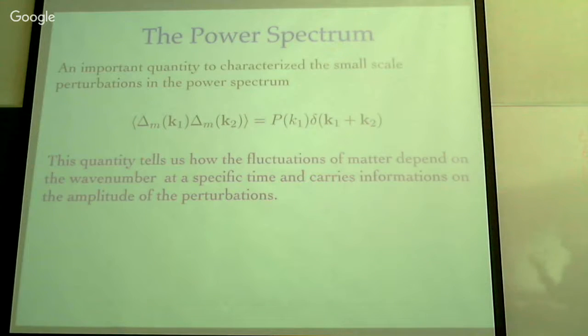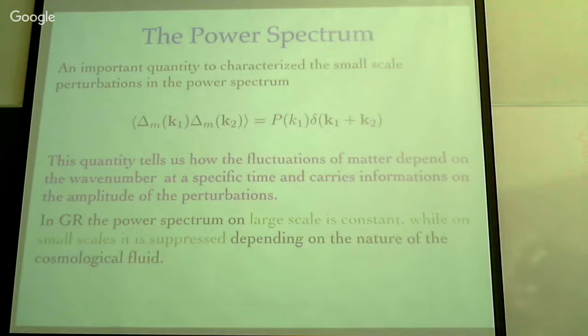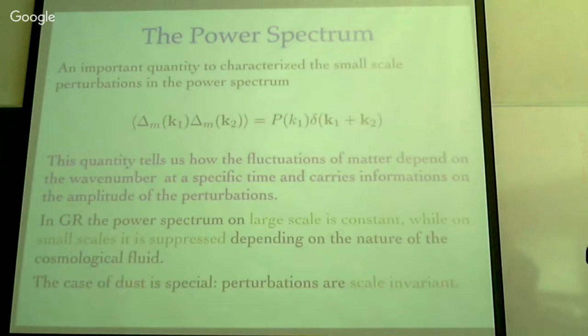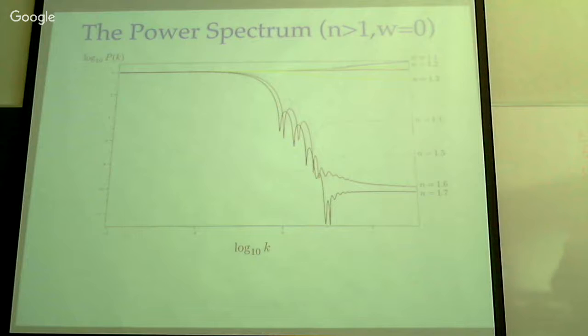And also something that gives you an idea of the amplitude of perturbations. We know that in GR, the power spectrum at large scale is constant, but at small scale it is normally suppressed depending on the feature of the cosmological fluid, and we know that in the case of dust, the spectrum is completely scalar, so it's completely flat, right? So if you try to derive the perturbation spectrum for the case of Archimedean gravity that I showed you, what you get is this object.